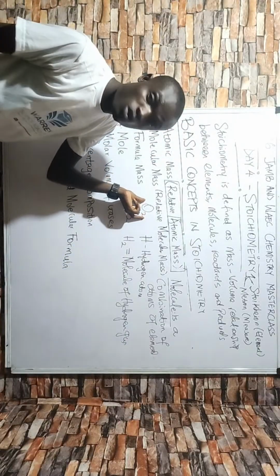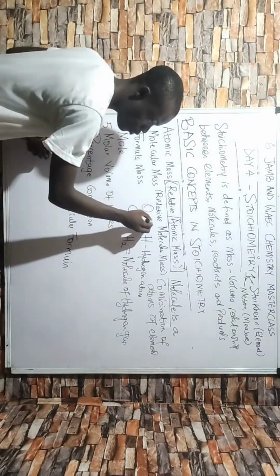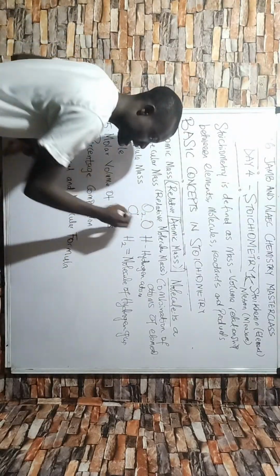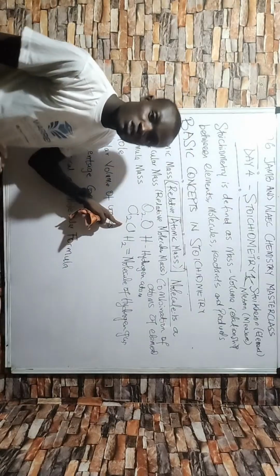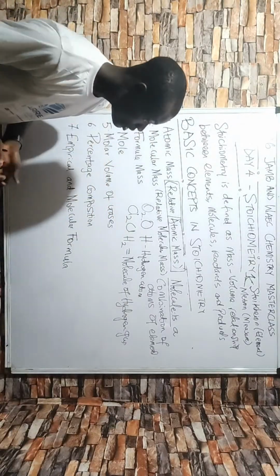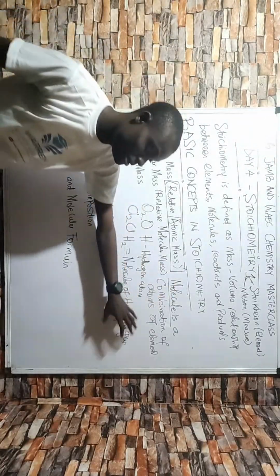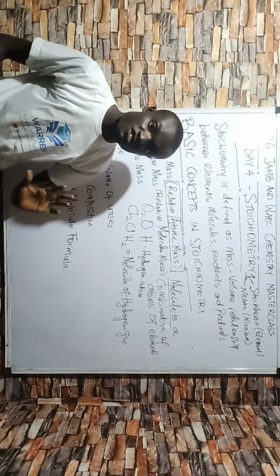Also, this is a molecule of oxygen gas. This is a molecule of chlorine gas. But when I give you O, this is an oxygen atom. When I give you Cl, this is a chlorine atom. So take note of the difference between an atom and a molecule. A molecule is a combination of elements, and these elements could be the same or they could be different.